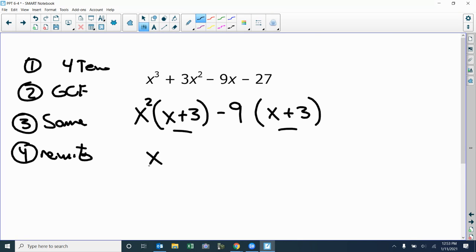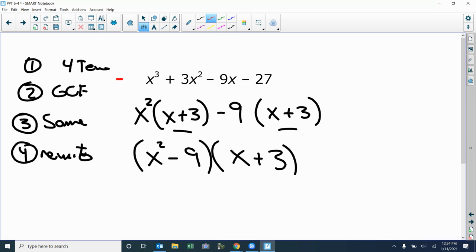Okay, so we're gonna write it as x squared minus 9 and x plus 3. Remember, we talked about this too. These equations are all equal, or in some case, just the same old thing.